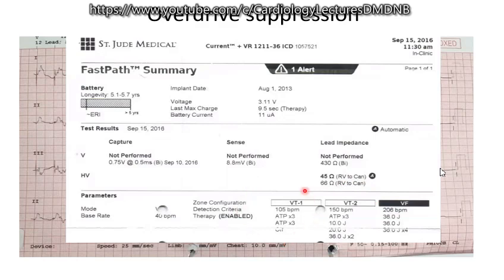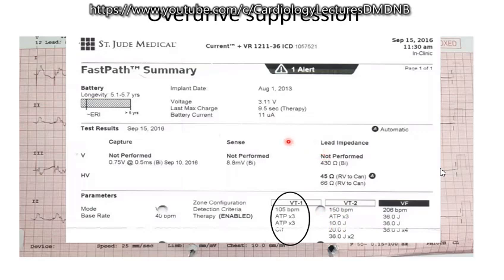So now if you can see the typical settings in this particular case, which is not usually done: the VT1 zone we have kept as 105 to 120 and only ATP therapy, no shock here. VT2 is 150 to 206, extensive ATP therapy, and after that lower Joule shock. So when this was done, the patient was shifted to ICCU.